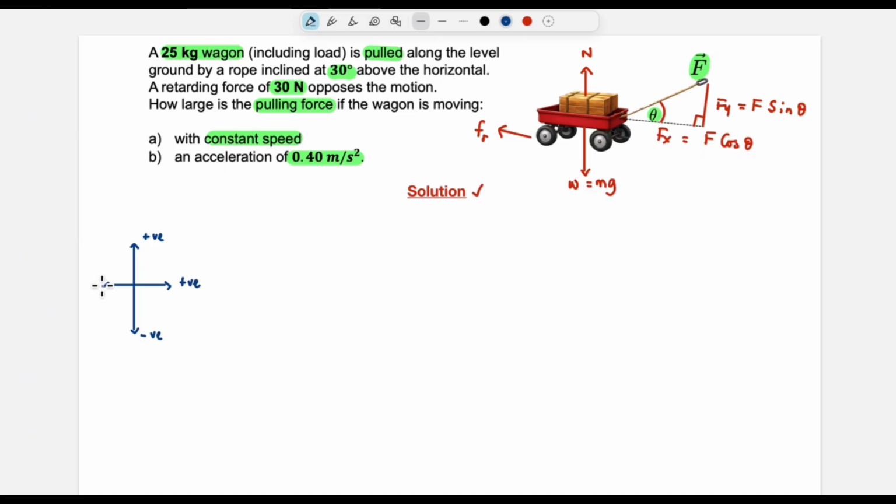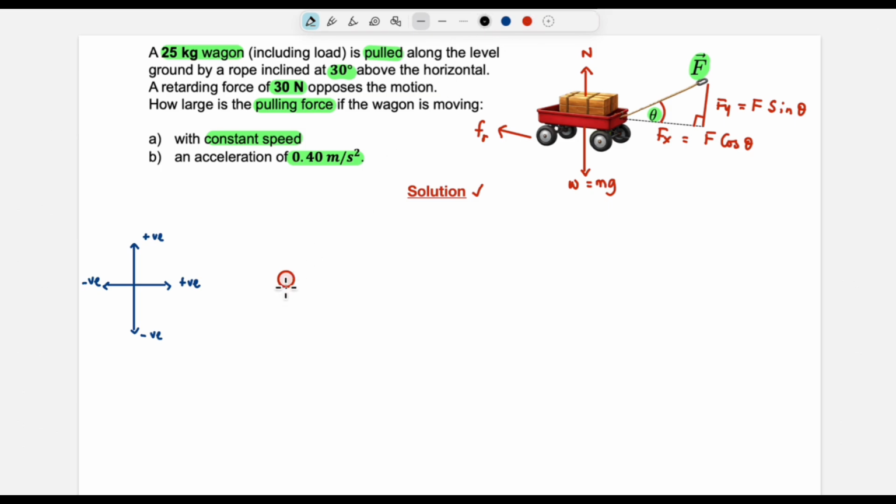And then those pointing opposite to that are going to be the negative direction. Now, to represent this wagon as a point particle, I'll use a dot. So we have our wagon here. Now let's look at all the forces that are acting on that.